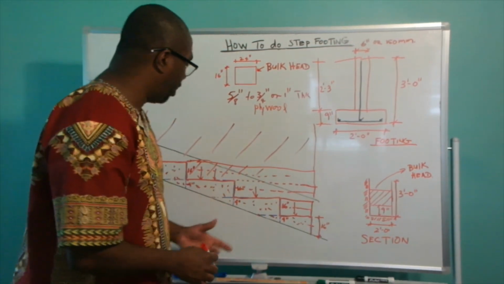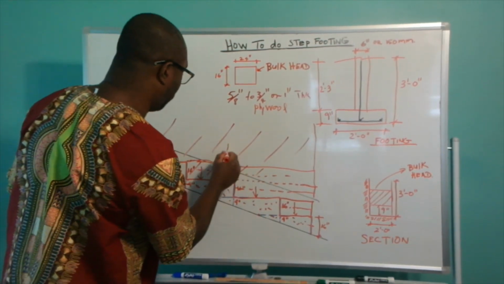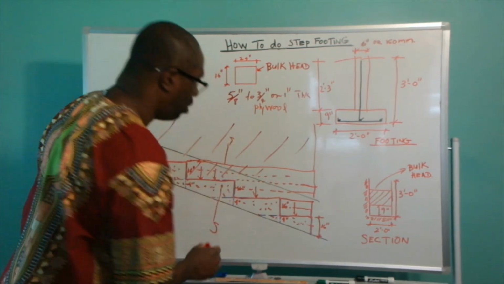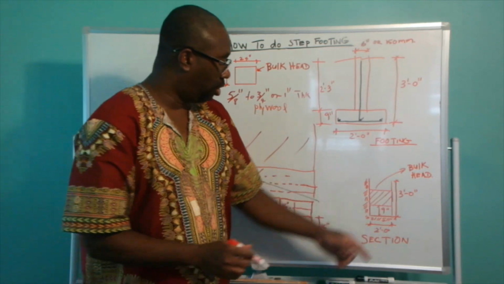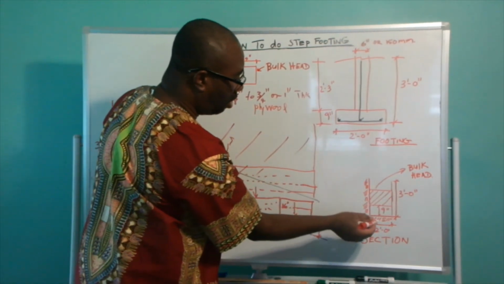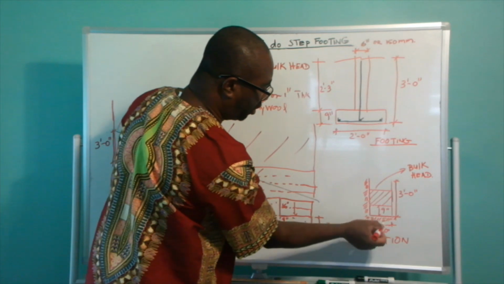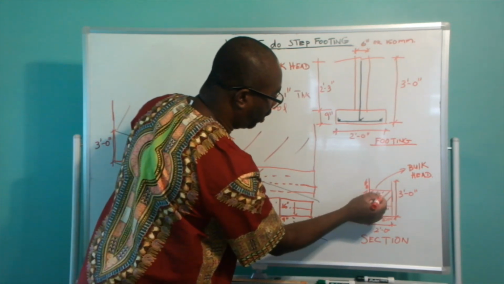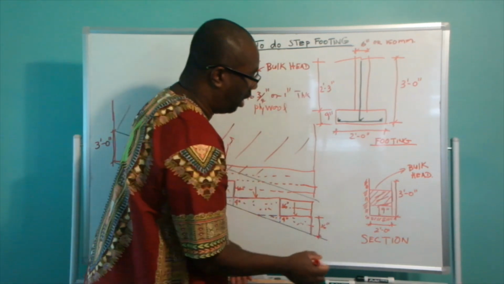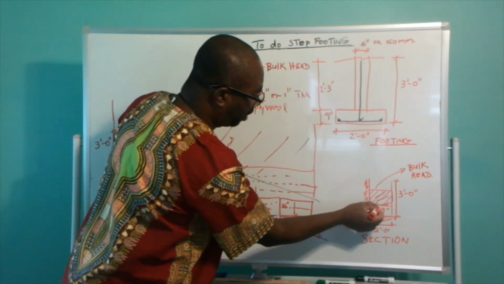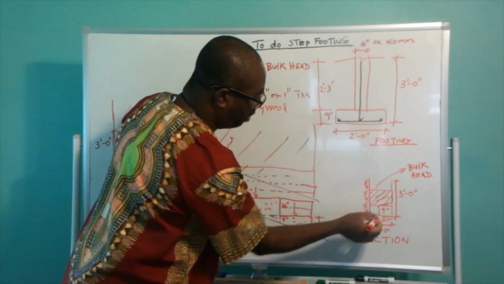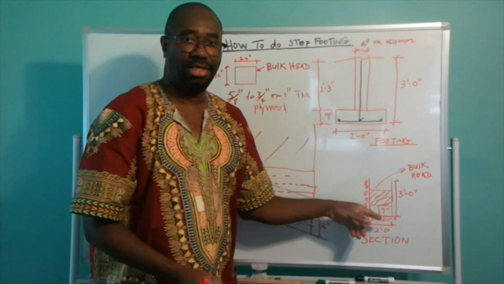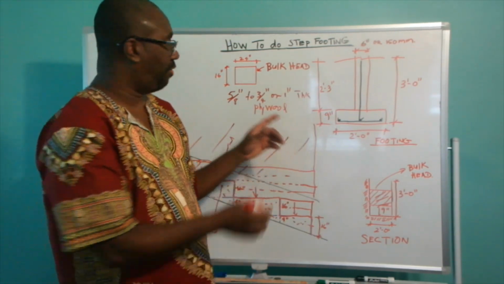And a cross section of this, if you should cut a section through this, that is what you're going to see. So you're going to see the depth of your trench, which is 3 feet, and the width of your footing, which is 2 feet, and you're going to see your bulkhead here. And you notice from the bottom of the bulkhead to the bottom of the step footing is 9 inches, which comes back to your 9 inches thick.